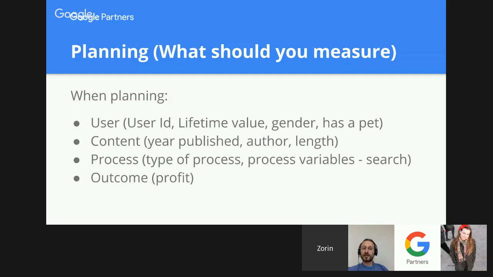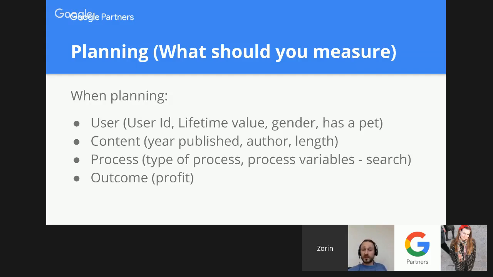with which you can describe a user, which can have a user ID, you can collect lifetime value, gender, if the user owns a pet or not, if he has kids, how many kids, and so on and so on. So you really need to start thinking outside of the box. Because all of this information can really be useful on each and every stage of your marketing.